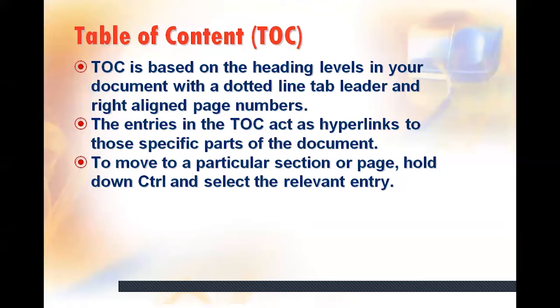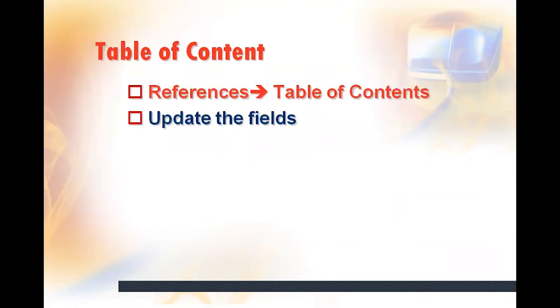They act as hyperlinks to those specific parts in your report or thesis. Especially if you create titles using styles, all titles will come to the TOC, and each title will be a link to that part in the document. If you want to move to that part using the link, you have to press the Control key and click on that entry. That is the way. If you want to create a table of contents, you need to go to the References tab.